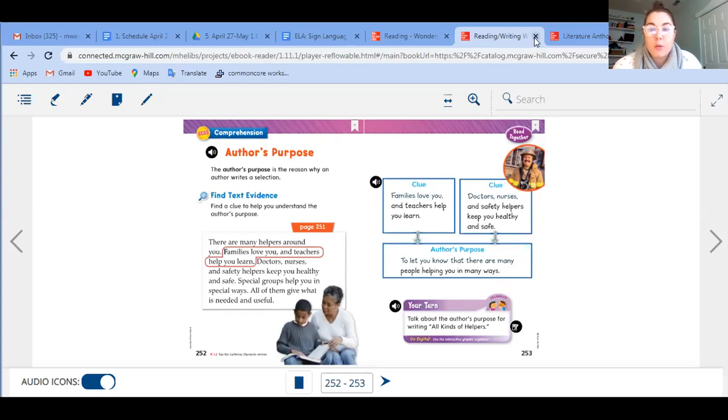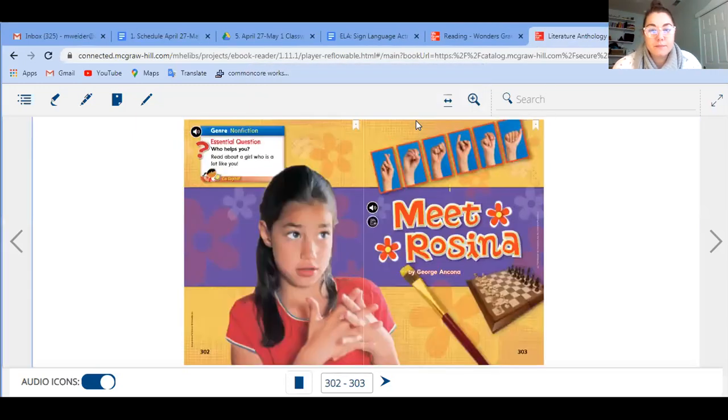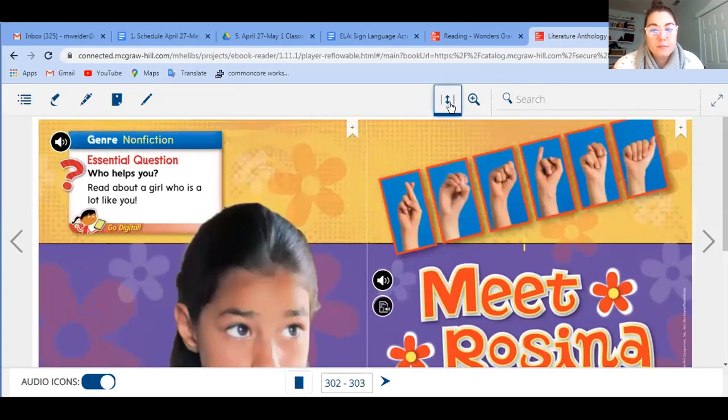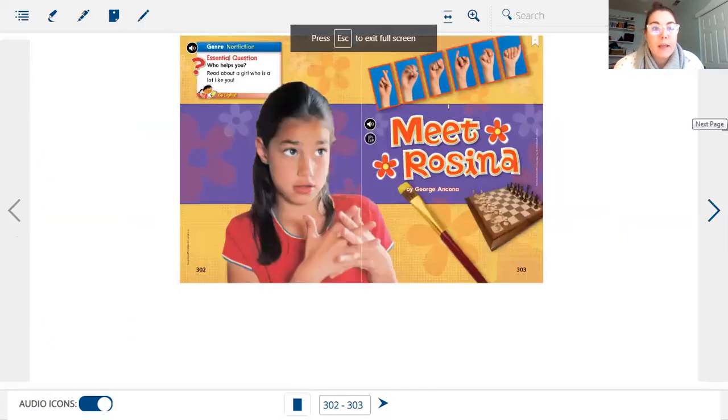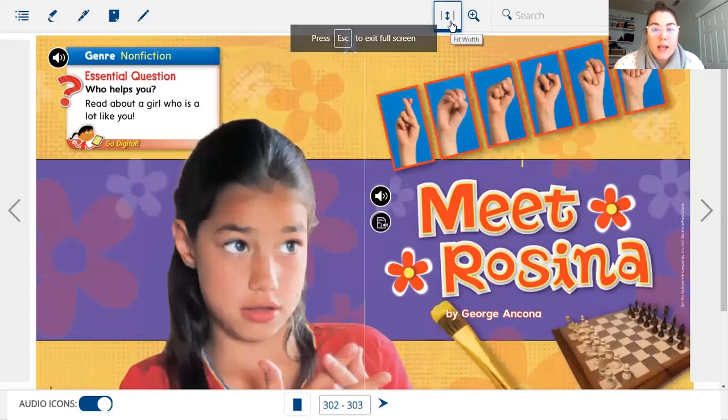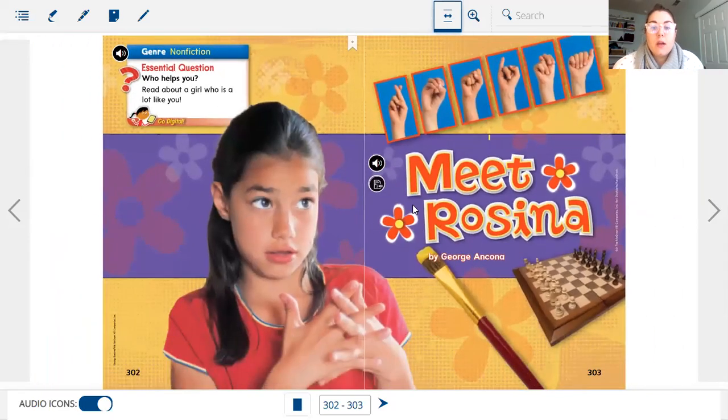So let's go ahead and start with today's story. Meet Rosina. All right. Let's actually make this full screen because let's be honest, we're going to be able to read the book with nice big print. All right. So it says Meet Rosina. Now, if you notice at the top, there's a bunch of hands doing some weird gestures or different gestures. That's called American Sign Language. So we're going to learn about Rosina and why she uses sign language.